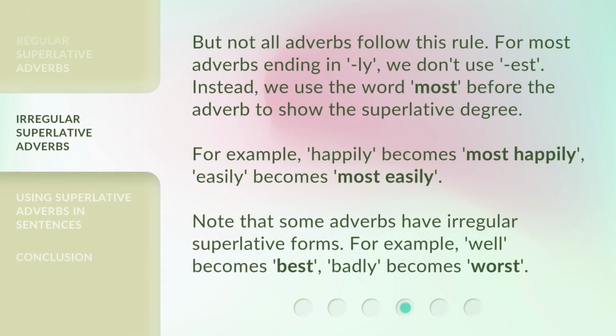But not all adverbs follow this rule. For most adverbs ending in -ly, we don't use -est. Instead, we use the word "most" before the adverb to show the superlative degree. For example, happily becomes most happily, easily becomes most easily.